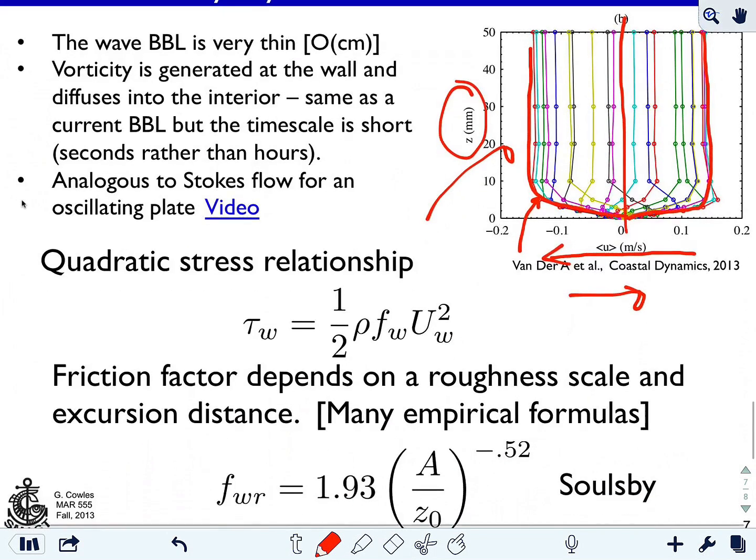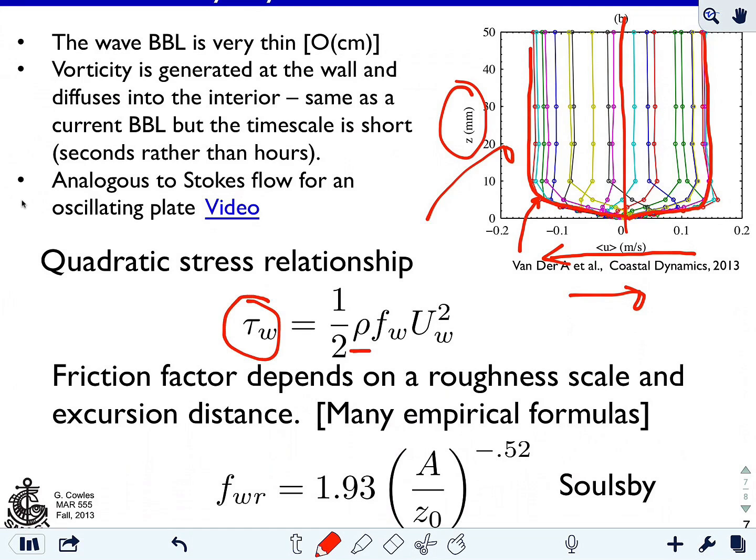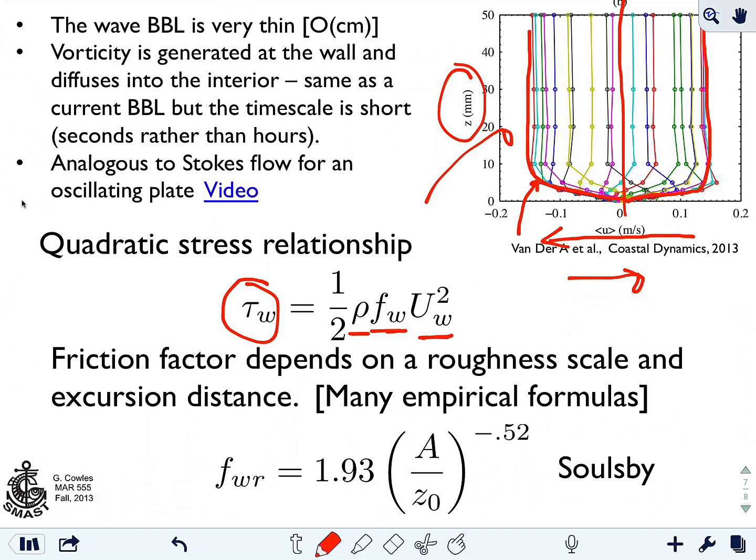Again, we set up a quadratic stress relationship. The stress from the waves on the bed is related to the density of the fluid, some kind of drag coefficient, here we call it a friction factor, but that's a drag coefficient, and a characteristic velocity, and that's the wave velocity at the bottom squared. So we keep seeing that theme again, that stress is dependent on the density and the fluid velocity squared times some kind of factor. And that factor here is a friction factor.